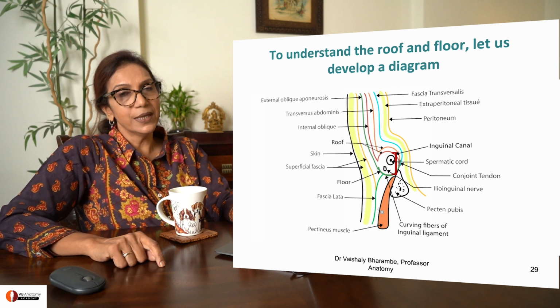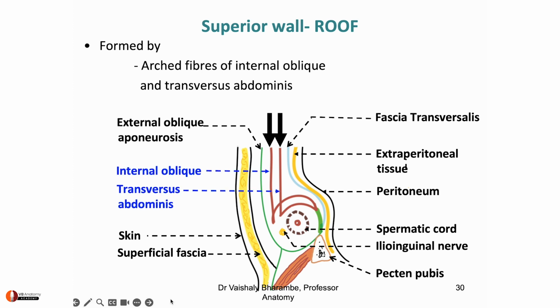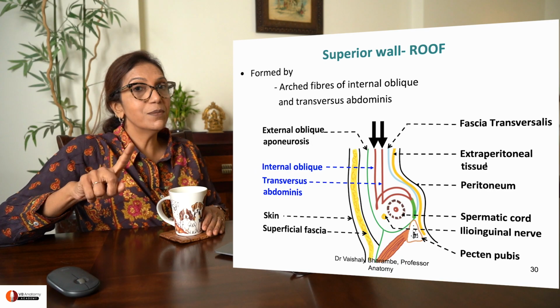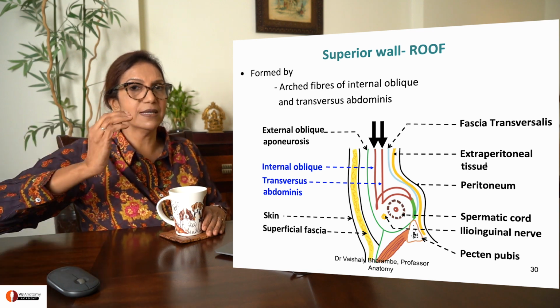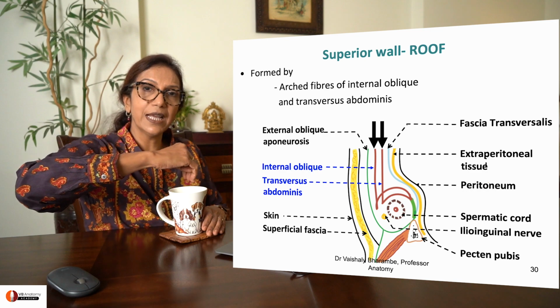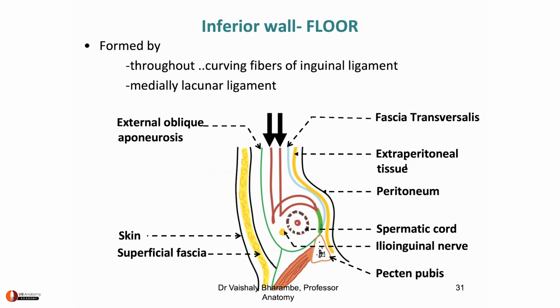As you saw in the diagram, the fibers of internal oblique and transversus abdominis were passing over the inguinal canal, forming the roof. These fibers meet posteriorly to form the conjoint tendon. These are the fibers that form the roof of the inguinal canal. Who forms the roof? The curving fibers of internal oblique and transversus abdominis, which curve over the canal, form the roof of the canal. To understand the floor, we use the same diagram.